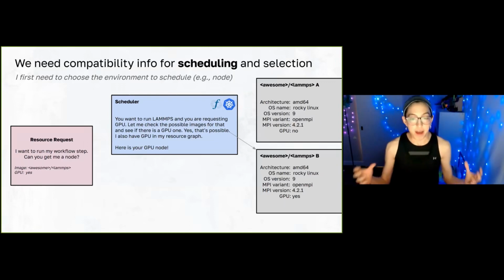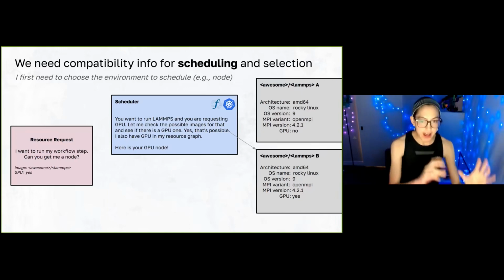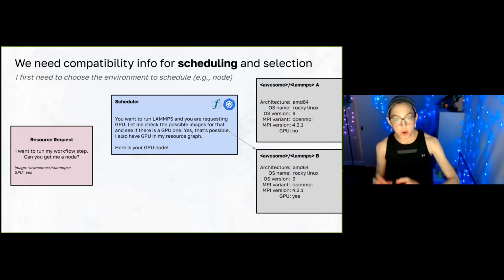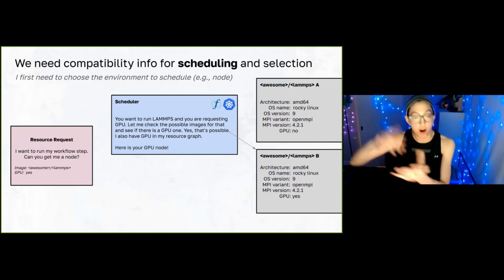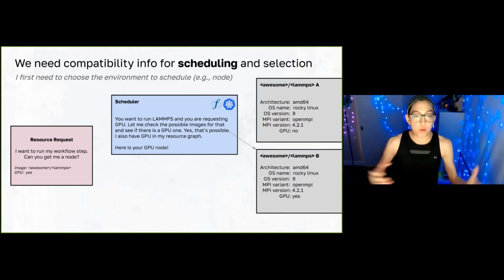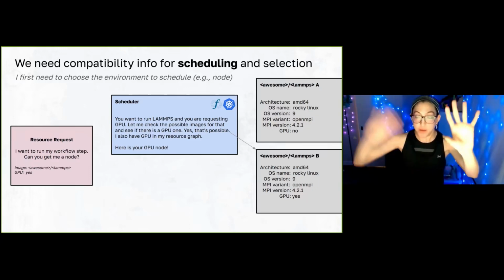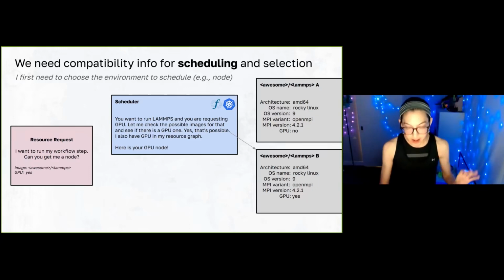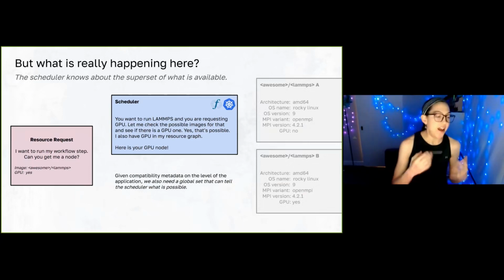And so this time the scheduler is like, okay, you have this lamps URI and you're requesting a GPU. Let me check the possible images, so these artifacts, to see if there's one that matches. Yes, that's possible. And yes, I also have nodes with GPU in my resource graph, which is a separate thing from the compatibility artifact metadata. Here's your node.